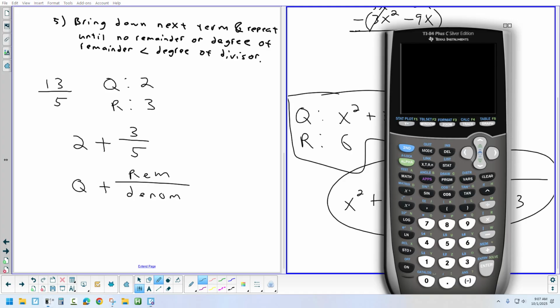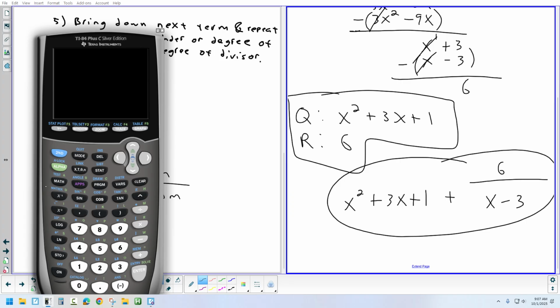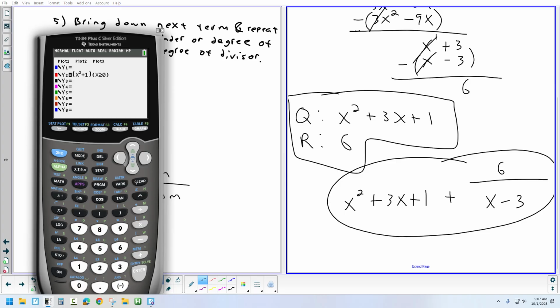And the nice thing about the second way is I can check that. I can type in the original problem, I can type in my final answer, and when I graph them, they should look identical. So let's try it. Let's type in x squared plus 3x plus 1 plus, and you're going to need parentheses here, 6 divided by, parenthesis again, x minus 3, close the denominator, close the entire fraction that you're adding. Okay, so that's our answer.